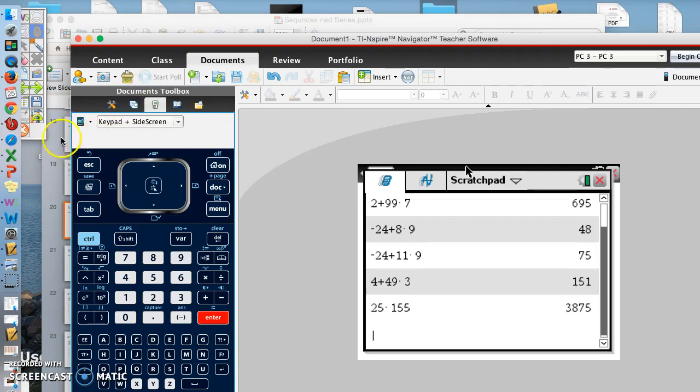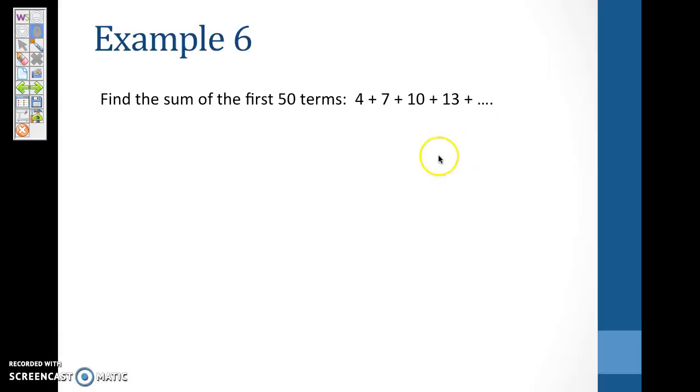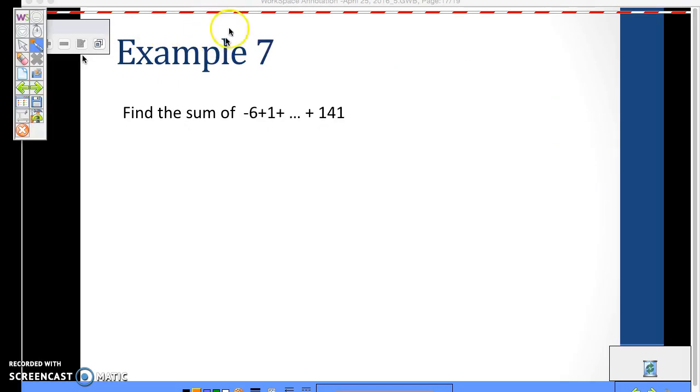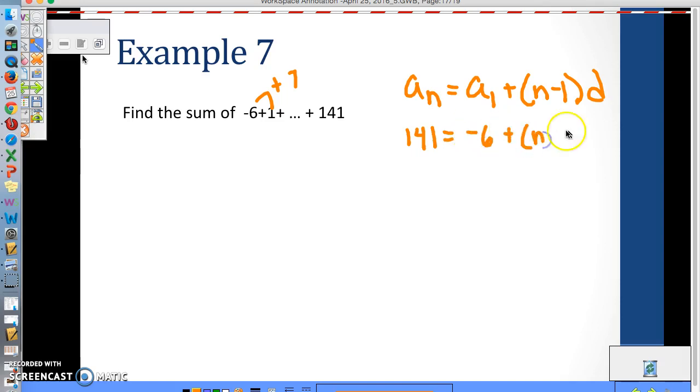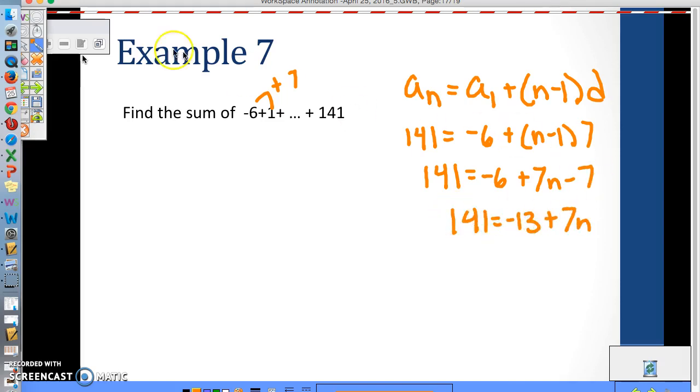So if we take a look at one more here, let's see, find the sum of these. Well, we need to figure out first how many terms there are. So what's our rule? A sub n equals a sub 1 plus n minus 1 times our difference. Well, we know we're going up by 7, so 141 equals negative 6 plus n minus 1 times 7. So 141 equals negative 6 plus 7n minus 7. So add 13. So 154 equals 7n.